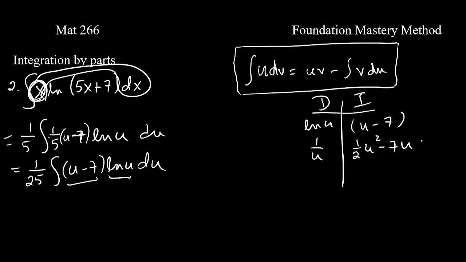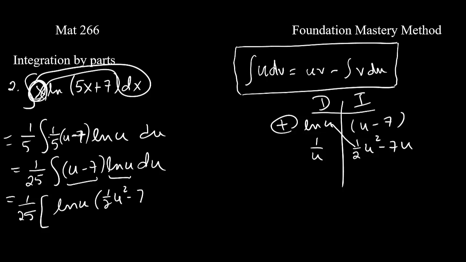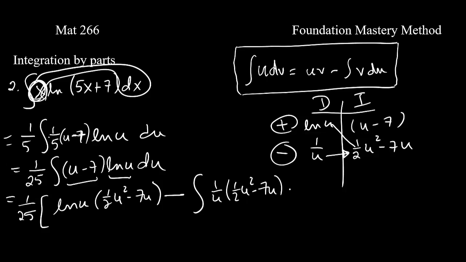And now, since this is not going to 0 in the left column, our integral here becomes 1/25 times, and here we're going to take the product, the plus sign out front, of these two entries. So ln of u times 1/2 u squared minus 7u. Now, alternating signs minus, and now we're going to take the integral of the product of these two entries. So the product of these two entries will be 1 over u times 1/2 u squared minus 7u, like that.